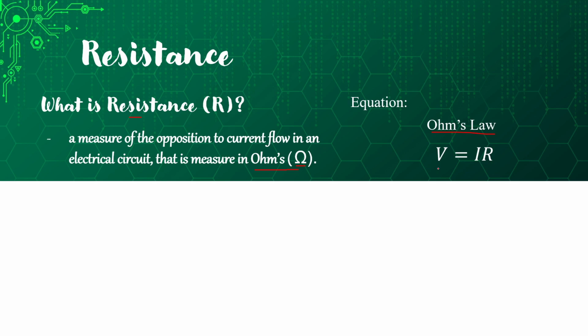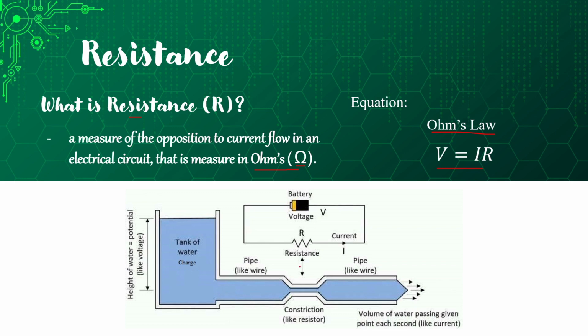So this is Ohm's law. Ohm's law states that the voltage is equal to current times resistance. This is the most used formula in the entire electric circuit analysis. So to better understand what resistance is, we're going to use an analogy.